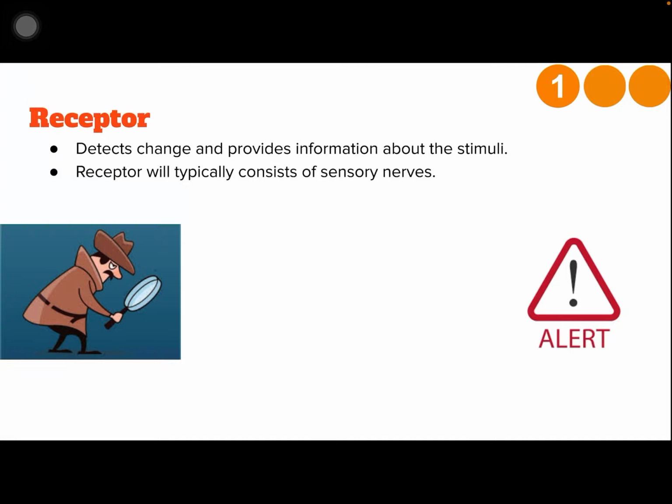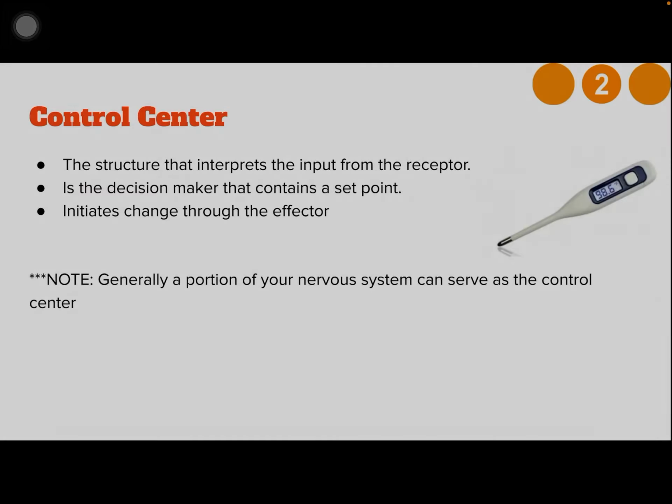With that information, they're able to alert the next part, which is the control center, which is a structure that interprets the input from the receptor. This is the decision maker that contains the set point. They'll initiate the change through the effector. And a note here is that generally a portion of the nervous system can serve as the control center.